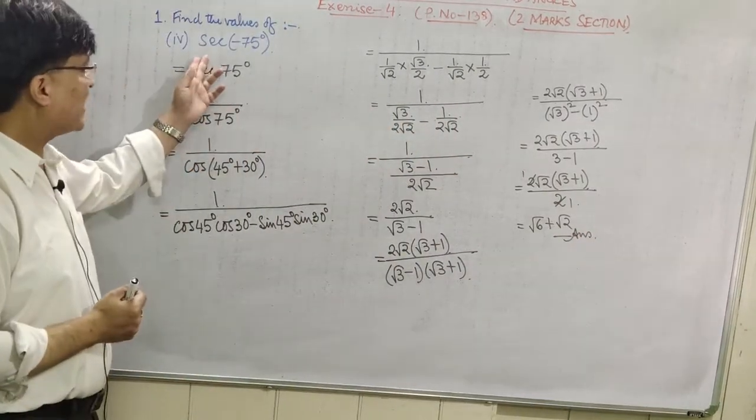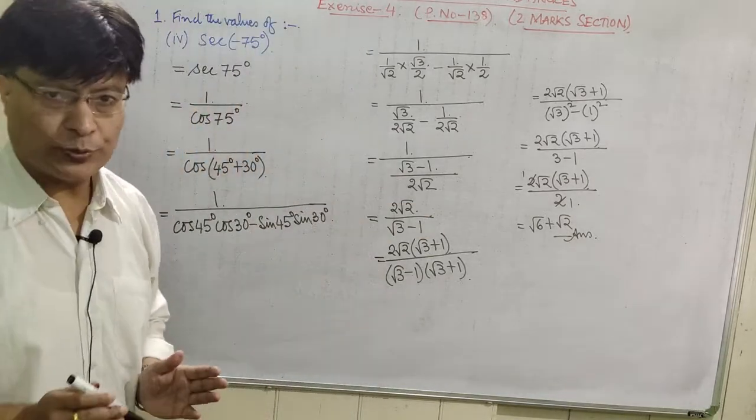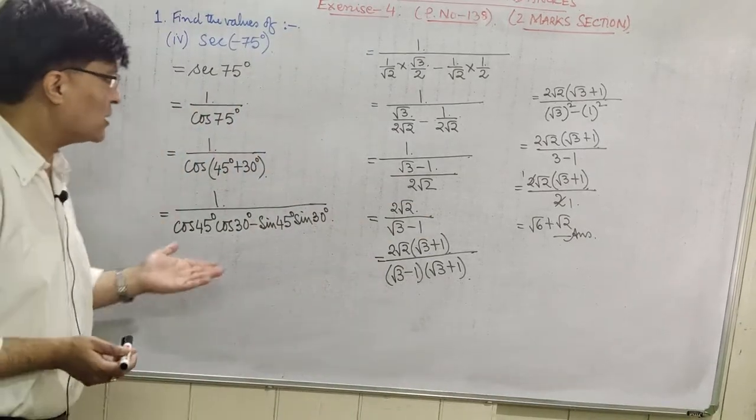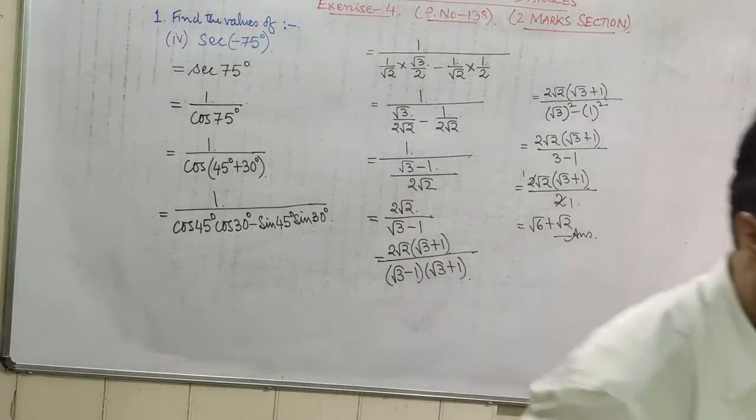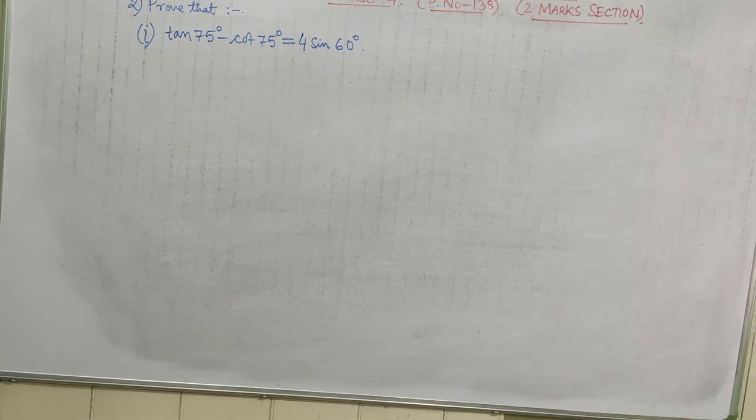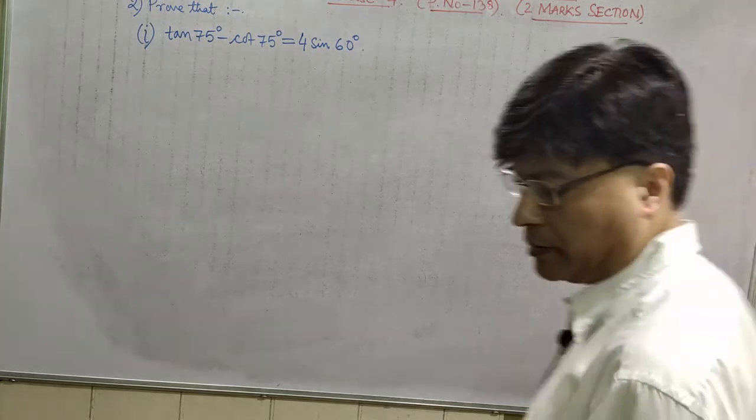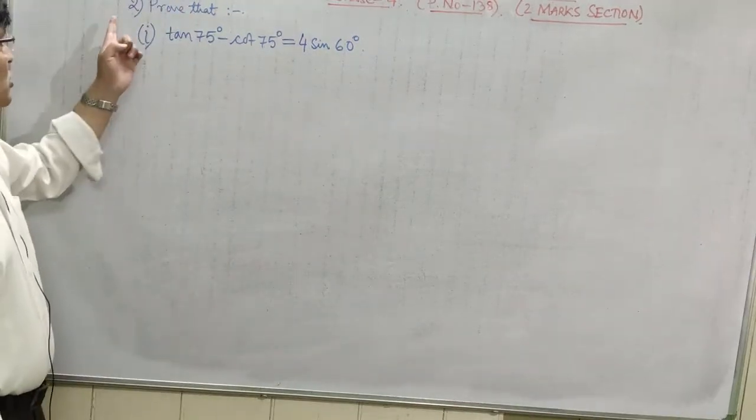So what is the value for sec of minus 75 degree? It is root 6 plus root 2. So I think you have understood it. So you can copy it. Now we'll do the next question. So now we'll do the next number, that is question number 2.